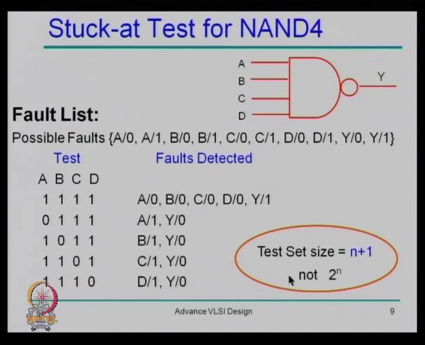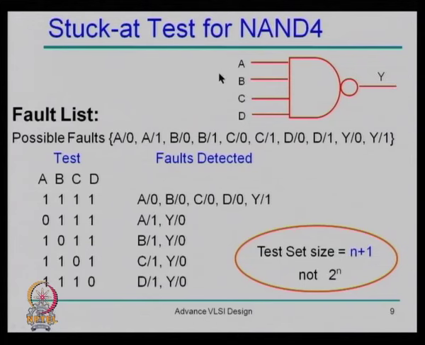You are converting a problem from exponential complexity to linear complexity. We discussed that the exhaustive set we cannot apply, but anything which is linear we can apply. So, if you have a circuit with, say, n inputs, which may be 100, and I can convert that problem into n plus 1, it is sufficient for me. That means 101 tests I need to apply.